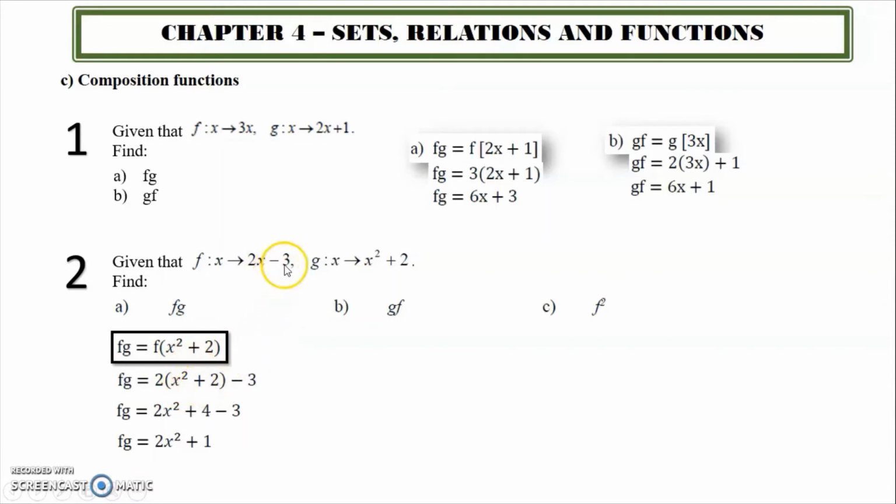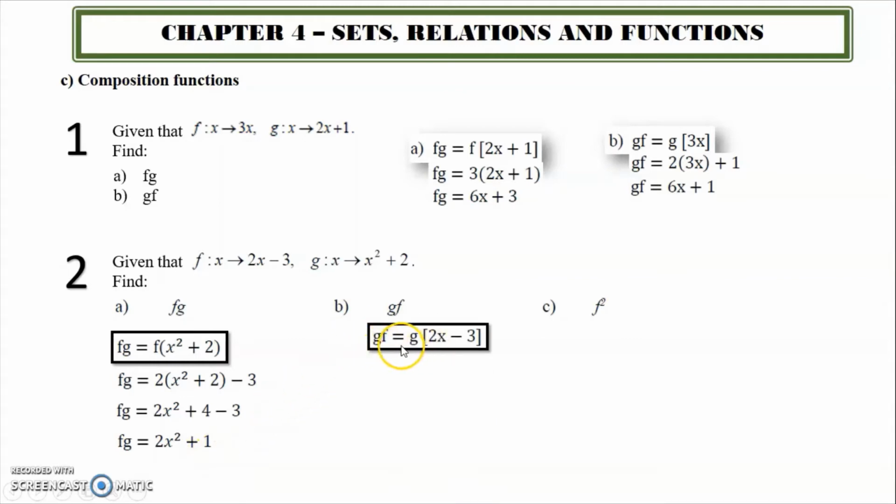Belakang dia ada minus 3. So, salin semula minus 3. Lepas tu, kita expand. So, 2x square tambah 4 minus 3. Okay, lepas tu kena simplify, 2x square plus 1.